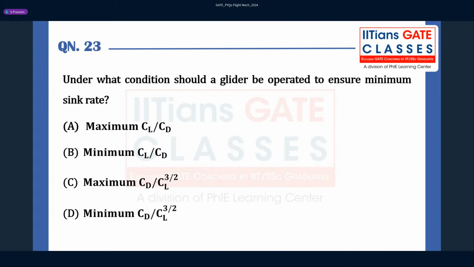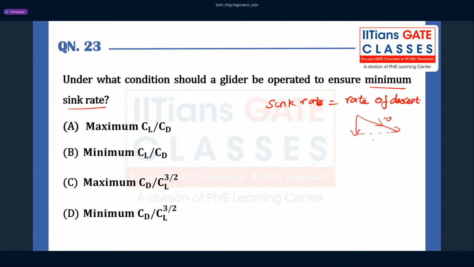Right. So take this one. Under what conditions should a glider be operated to ensure minimum sink rate? Okay. So sink rate, underline this one, minimum sink rate. So sink rate is another term for the rate of descent. The rate of descent is basically in unpowered flight. Okay. So basically how fast the aircraft is going down. That's it. This is the net speed with which the aircraft is going. This is the vertical velocity.